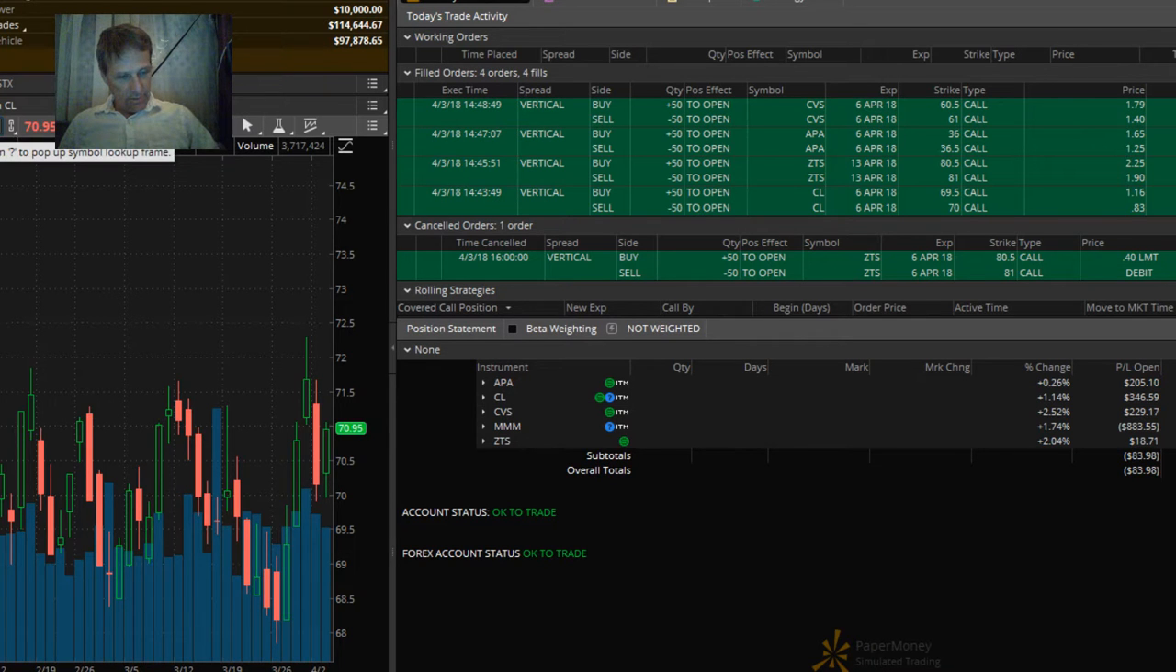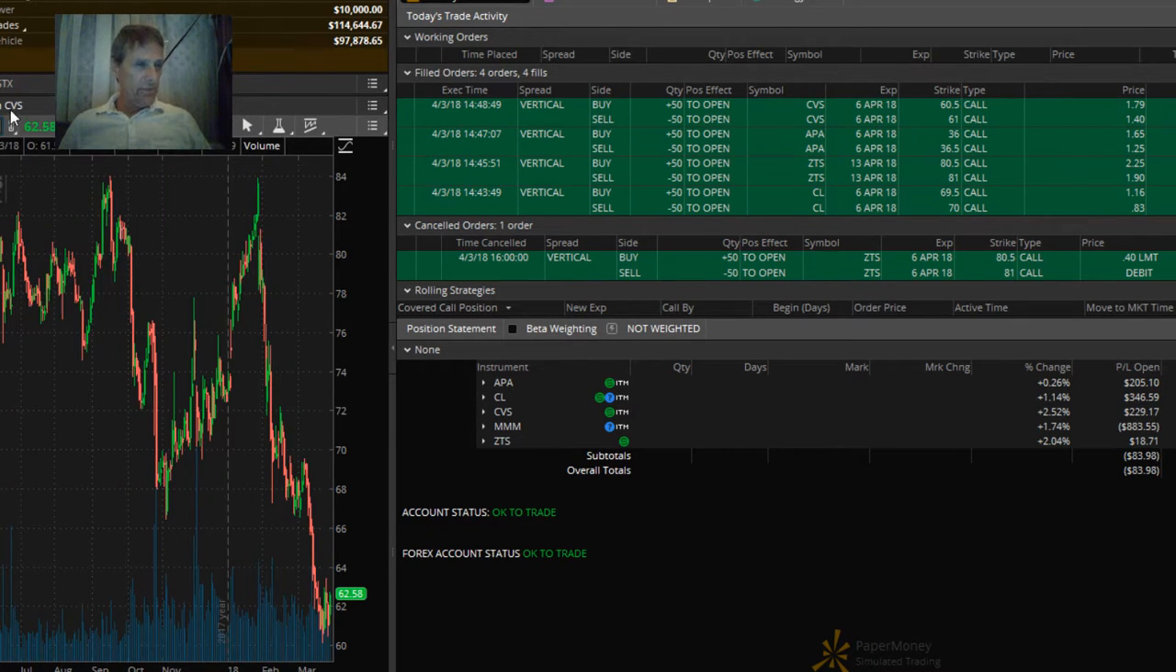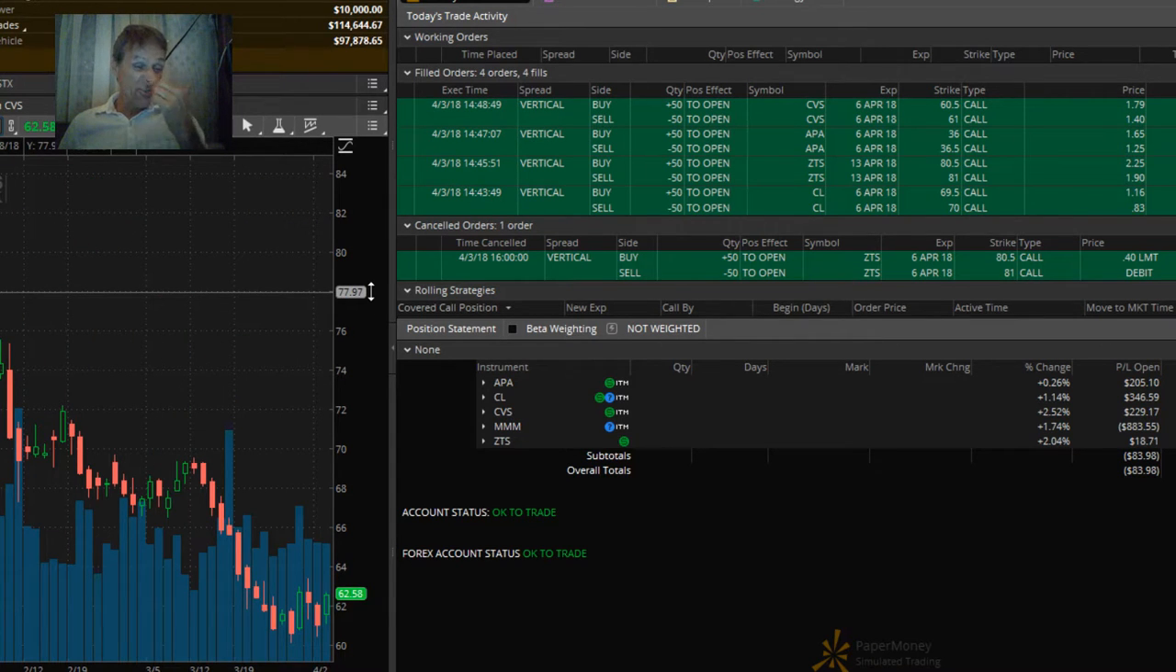CVS is at 62.58. She started out the year right around 77. Goes sideways for about 5 or 6 months. Takes a drop down to 66. Jumps back up to the high of the year, 84. And drops down to the low of the year at 60. Now, as you can see, last couple of months she's in a downtrend.